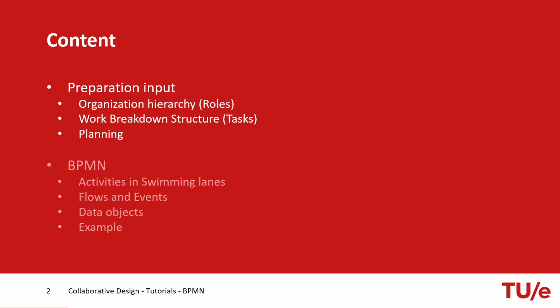Secondly, you need to make a work breakdown structure, which specifies, also in a hierarchy, which tasks or activities you want to perform. Tasks and activities are similar in this course. Thirdly, you need the planning, which specifies the time for each task you think you need. Then you need to convert the roles, activities and planning into a BPMN format. Once you have done that, you need to connect the activities in sequence, determine message events, add data objects, and finally we'll discuss an example.